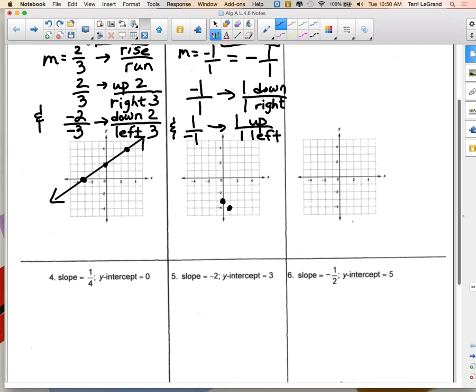Now, you can't just keep going in the same direction. We could keep going 1 down, 1 right, 1 down, 1 right. We could just keep going forever. And sometimes that's what we have to do.